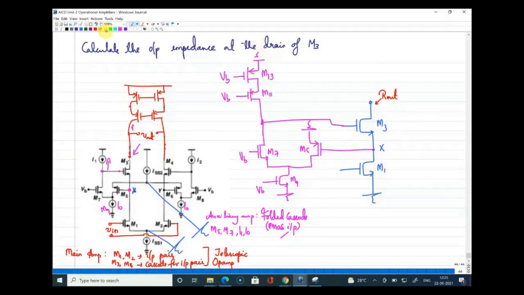So now I have one more point here. Let me mark it as some point P. Now what I need to find here is the output impedance from this point. So how will I find the output impedance at that point? Let me write what is R out. How can I write R out?